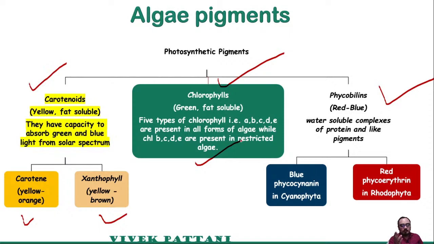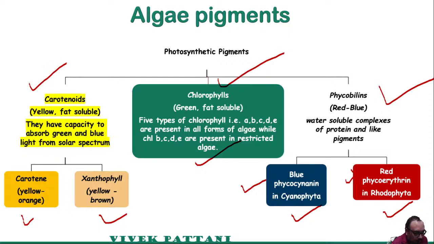while chlorophyll B, C and D are found only in some algae. The last ones are the phycobilins, which may be red or blue in color. They are water soluble complexes of proteins and pigments, divided into two types: the blue ones and the red ones. The blue pigment is phycocyanin, present in Cyanophyta, and the red pigment is phycoerythrin in Rhodophyta.